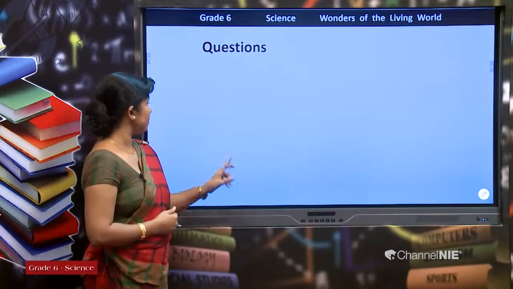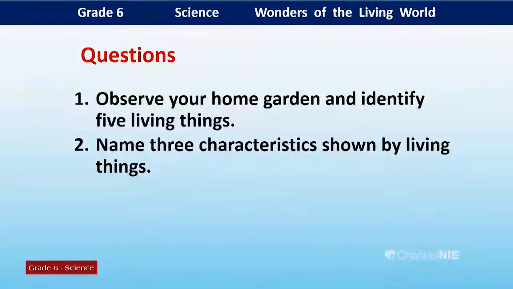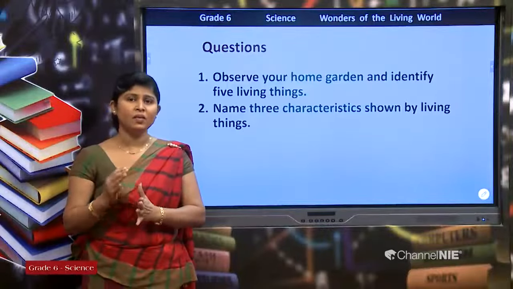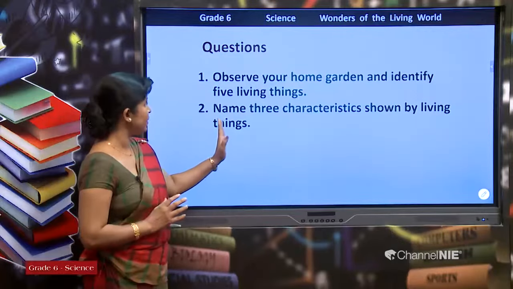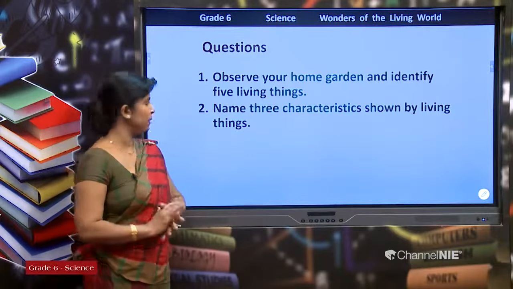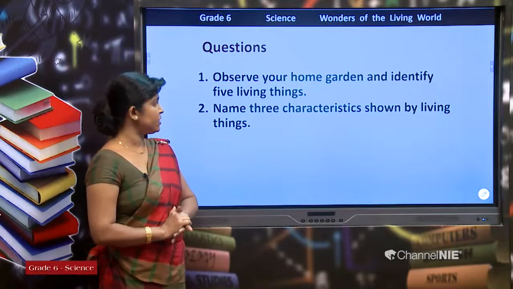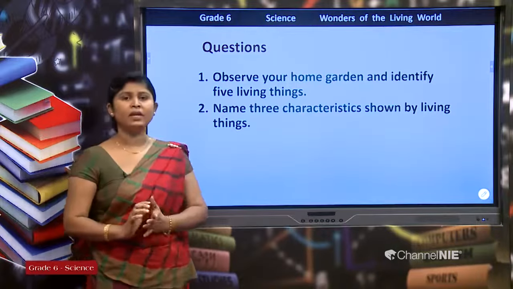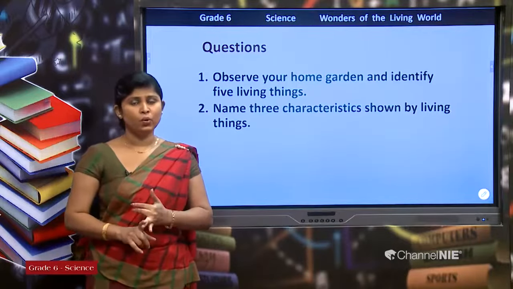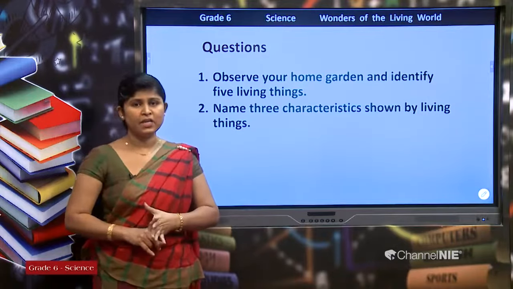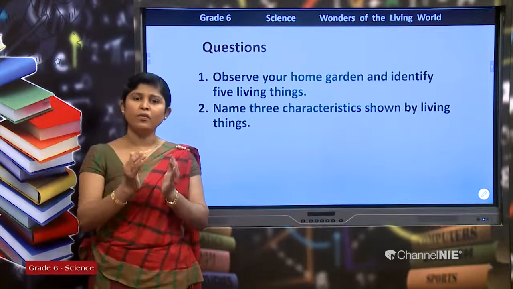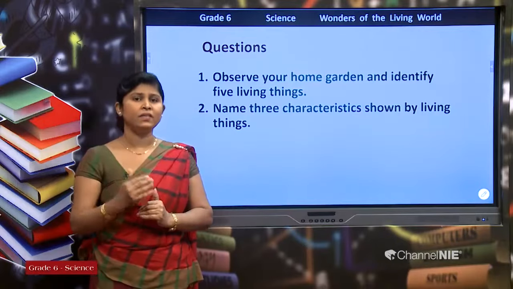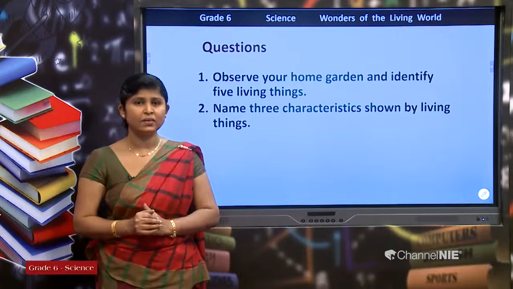Let's see the second question. Name 3 characteristics shown by living things, right? I explained it several times. I think I don't want to give you the answer. Anyway, I will give you the answer. You can write nutrition, growth, movement, respiration and reproduction. Out of those 5, you can write any 3 answers. Did you get it? Okay, good.